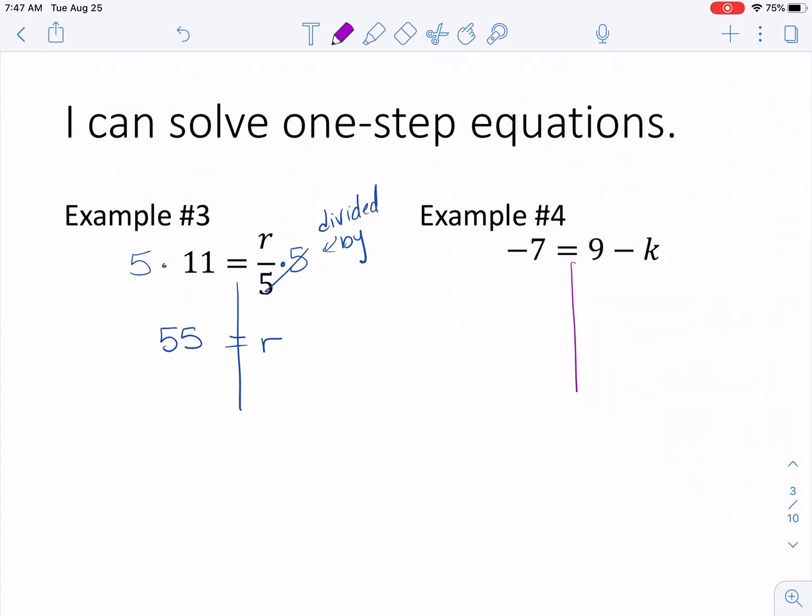Now, I am still solving for k, but k actually happens to be negative. So we're going to do a little switcheroo. I'm actually going to move k first. It's really not a one-step problem. It's going to be a two-step problem.